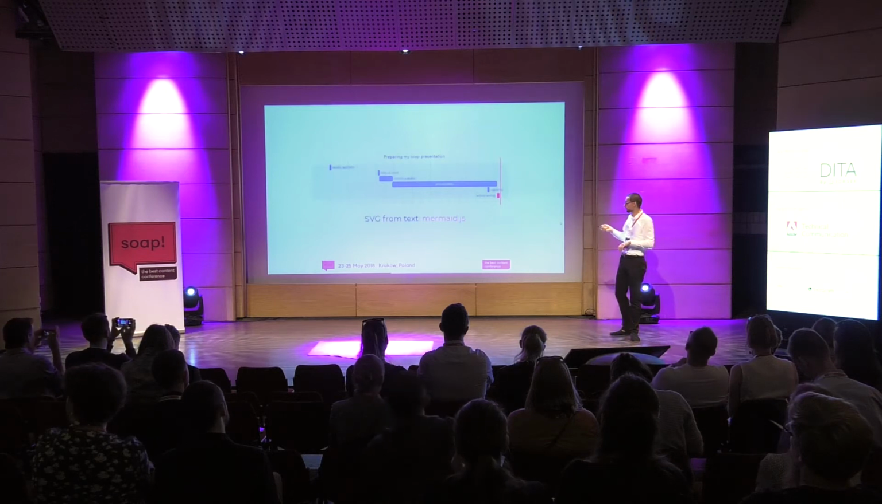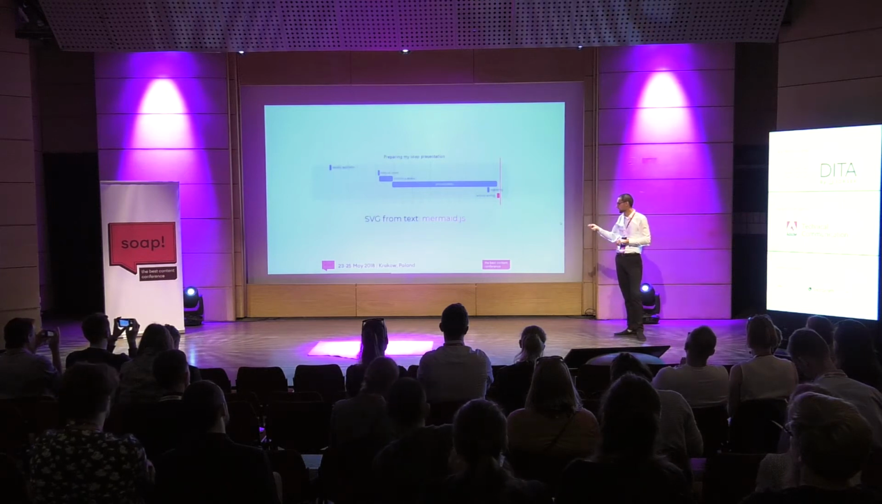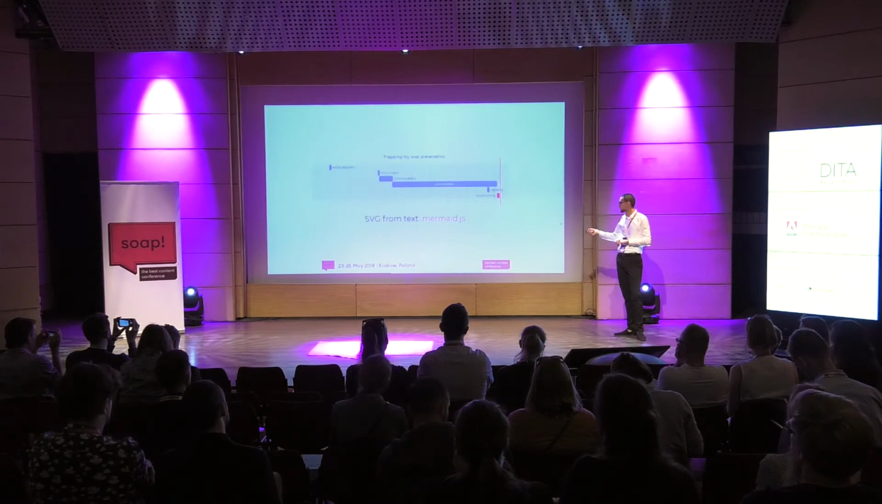And I came across a tool called Mermaid.js. This is a JavaScript library that you can put in HTML, but it also works as a plugin for the Atom text editor. I'm going to show you a demo right now of what it does. What it basically does is that it transforms strings of text into SVGs. And it also provides you with a way to style those SVGs.